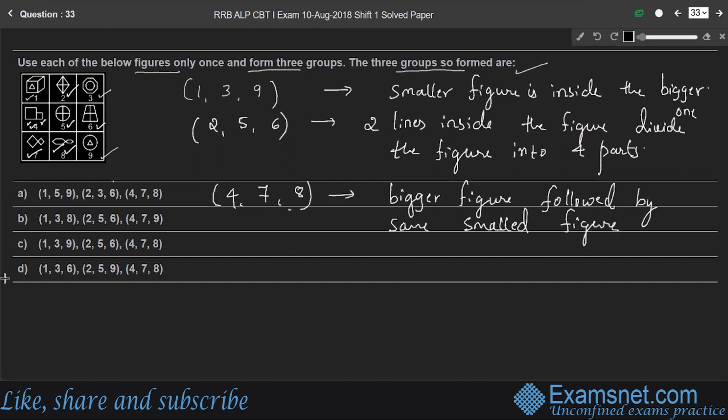Therefore, we can form 3 groups. Their arrangement is 1, 3, 9. So we can cancel options A, B and D, since the groups are 1, 3, 9, 2, 5, 6 and 4, 7, 8. Hence, option C is the right answer.